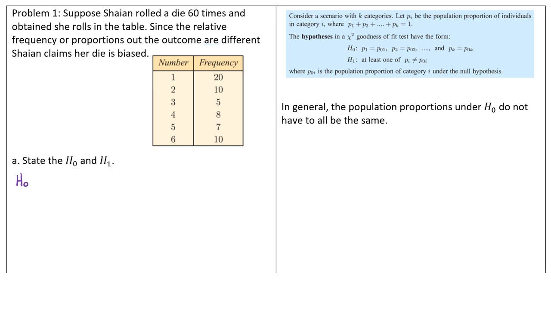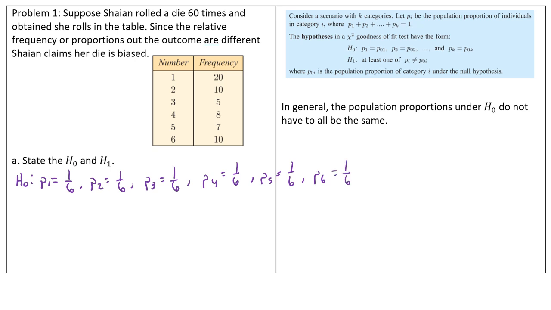So we would say the null hypothesis is P1, the probability of getting a 1, is 1 out of 6. The second probability, getting a 2 on the die, is 1 out of 6. The probability of getting a 3 on the die is 1 out of 6. Probability of getting a 4 is 1 out of 6. Probability of getting a 5 is 1 out of 6. Probability of getting a 6 is 1 out of 6.